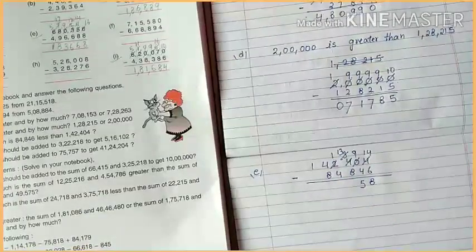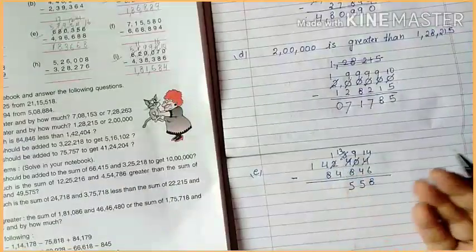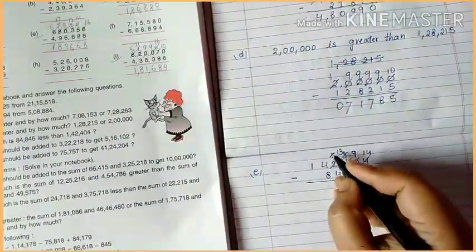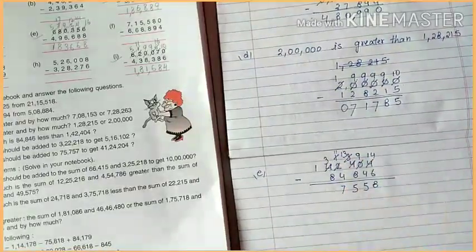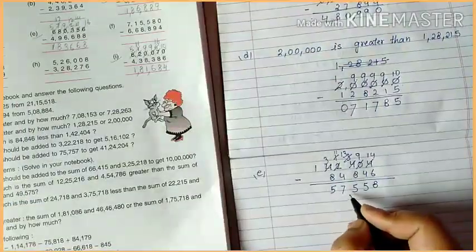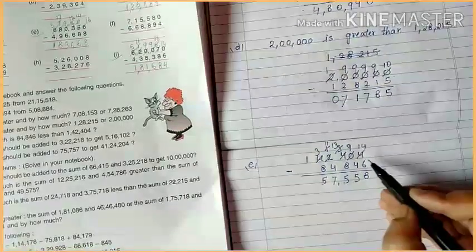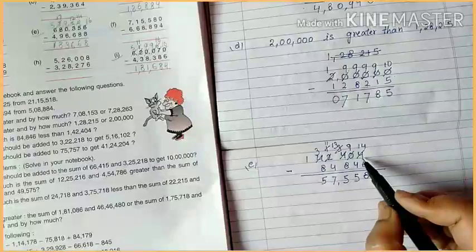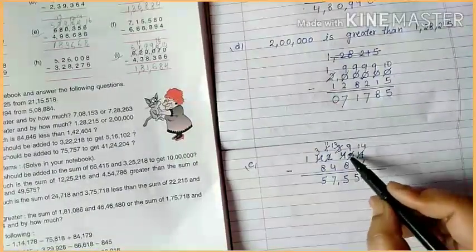13 minus 8, 5. 11 minus 4, 7. 13 minus 8, 5. Okay, we write the number 1,42,404, right? Now 4 minus 6 is not possible, so it will ask for the carry.